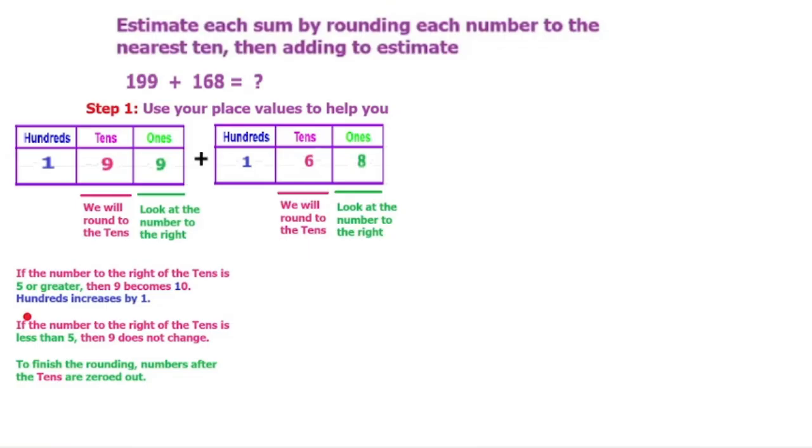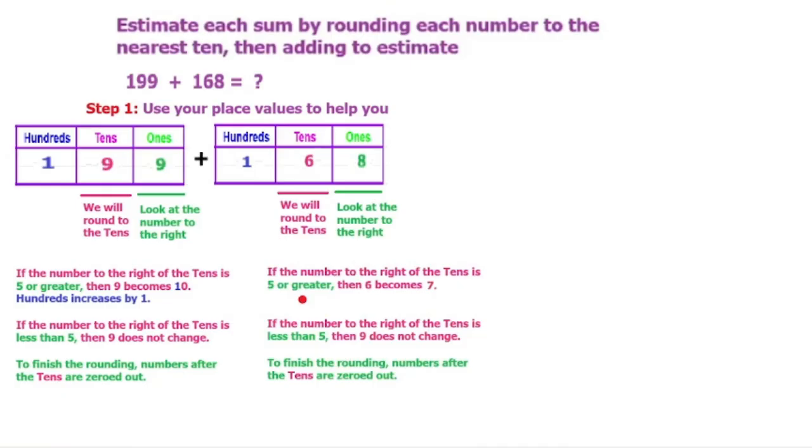So the other thing you need to know is if the number to the right of the tens is less than 5, then the 9 does not change, okay? So that's if the 9 here in the ones was like a 4 or something. To finish the rounding, the numbers after the tens are zeroed out, okay? So let's look at this number now.